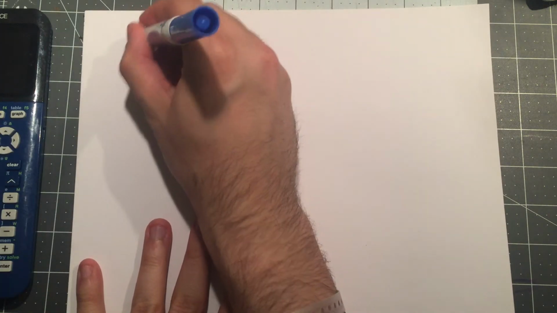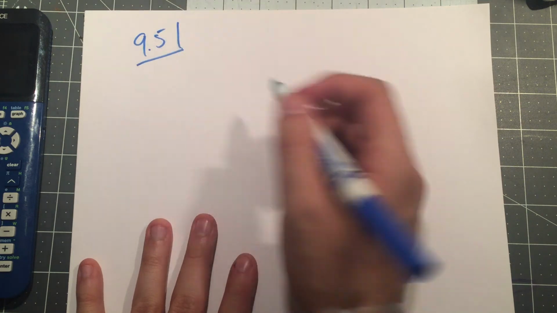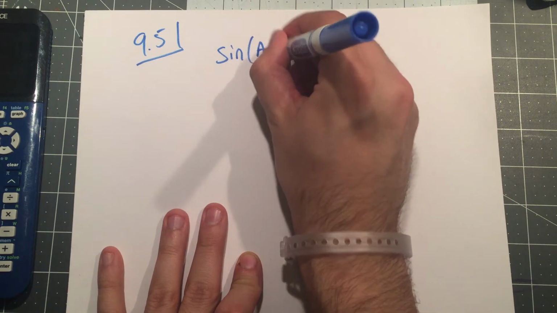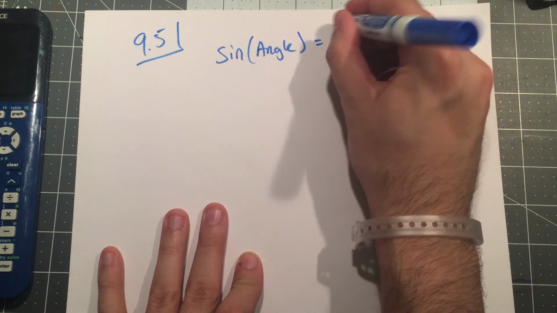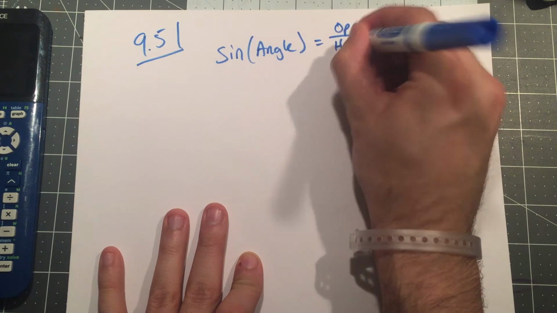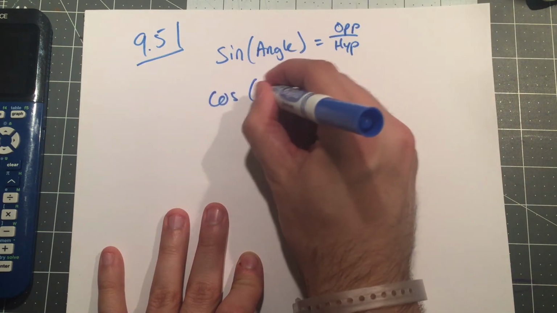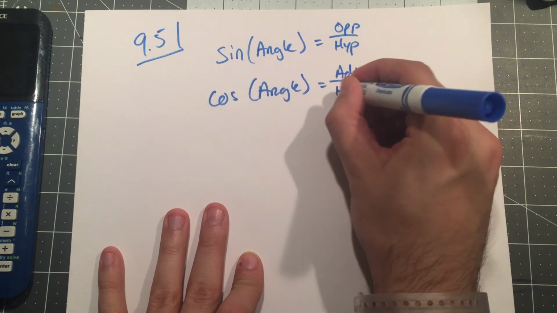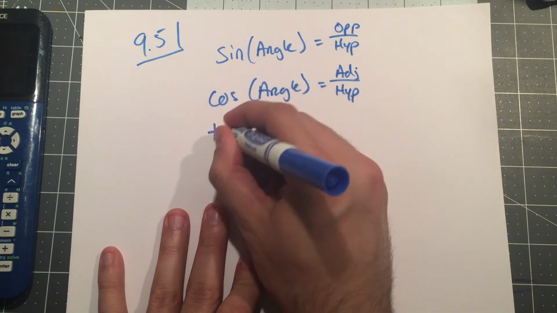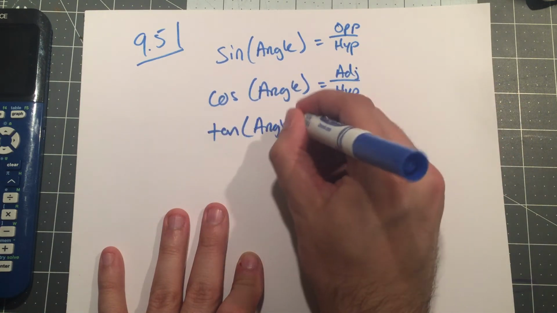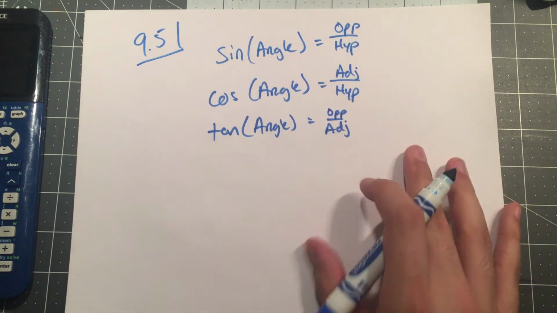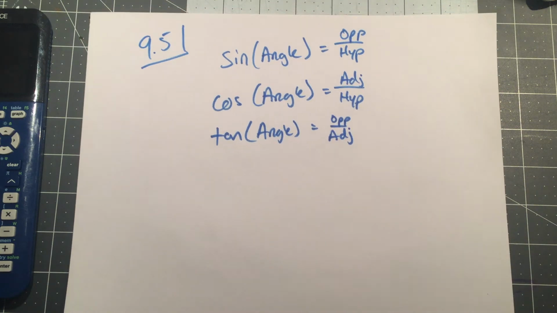9.5, quick little refresher warm up, was trigonometric functions. The sine of an angle is equal to the opposite over the hypotenuse. The cosine of an angle is equal to the adjacent side over the hypotenuse. And then finally, the tangent of an angle is equal to the opposite over adjacent. These are three different functions that we used to solve right triangle problems.